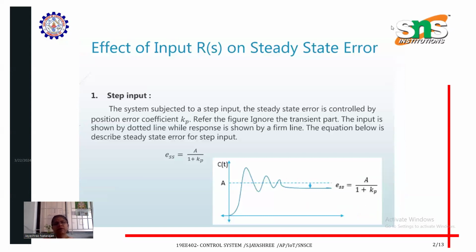Then we discuss the effect of input on steady state error. What is the steady state error for step input? For various inputs, first we'll take step input. The system is subjected to step input.